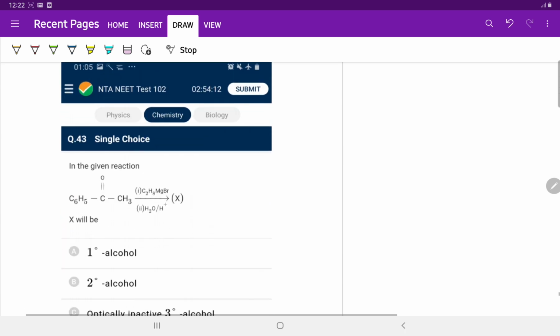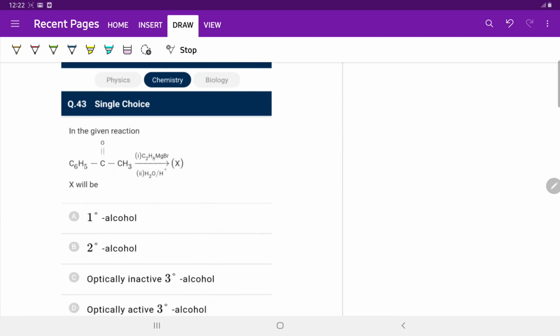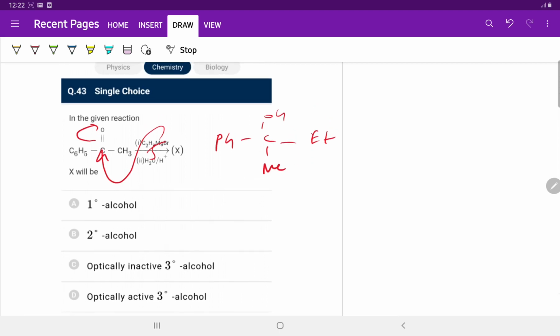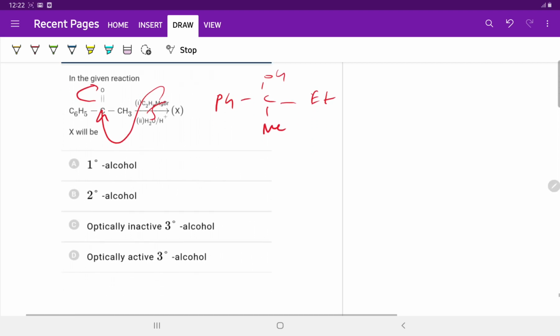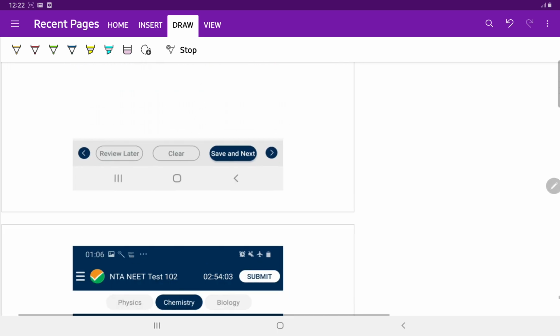Question number 43. In the given reaction, C2H5 reacts with this acetone, PhCOH, Me and Et. 3-degree alcohol which is optically active. So D is correct, optically active 3-degree alcohol.